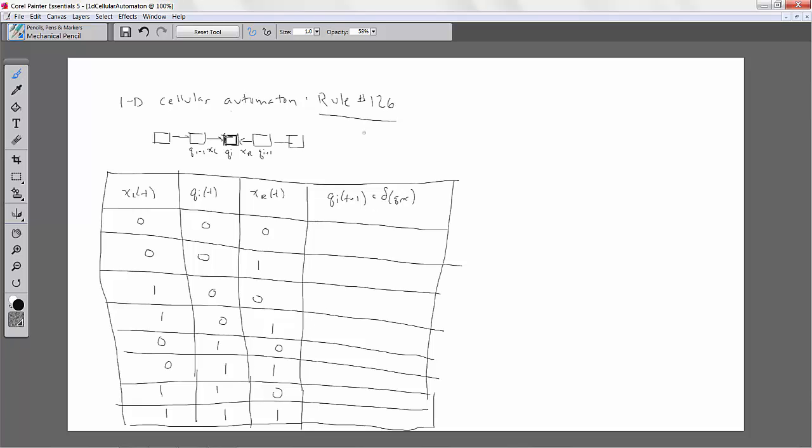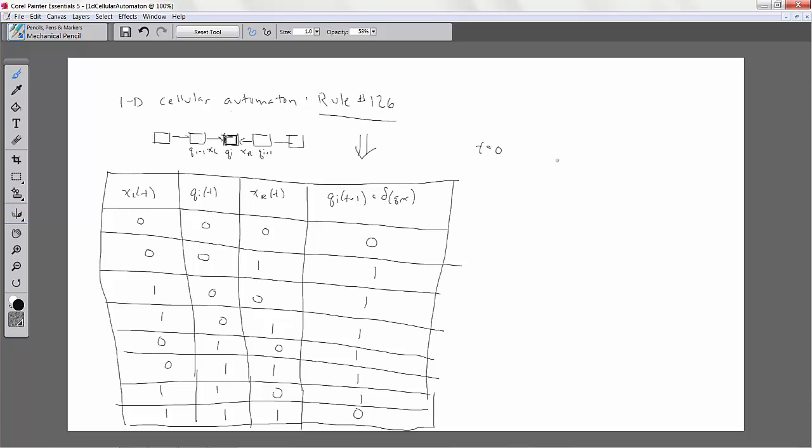And rule number 126 defines this column of the transition table. It states that the next state is 0 if the left and right neighbors and the current state are 0, and it's 0 if the left and right neighbors are 1 and the current state is 1. And in all other cases, the next state should turn to 1. Right? So let's see this transition in action.